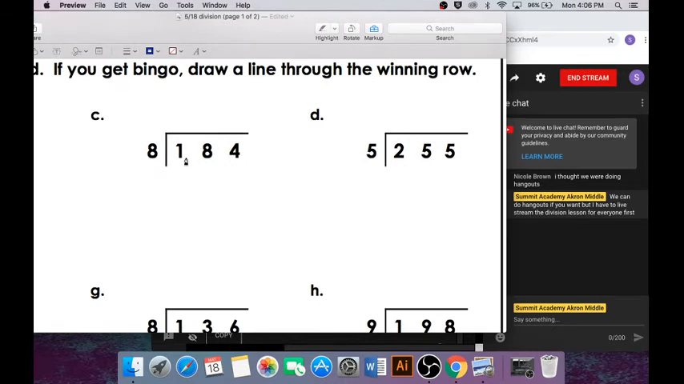Now we have 184 divided by 8. So 8 doesn't go into 1, so we're going to move over and see how many times 8 can go into 18. So that's going to be 2. 2 times 8 is 16. We're going to do 18 minus 16, which is 2. And then we bring down our 4.